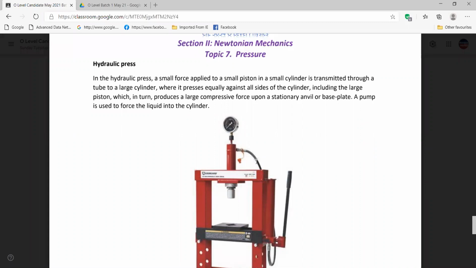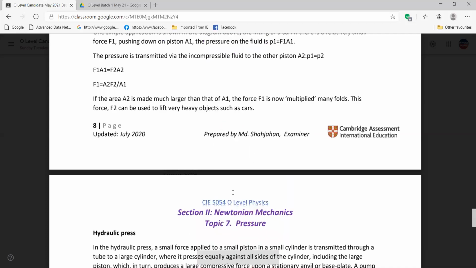From here we are pressing. This is the handle, right? Press, and here we are giving very small force, and this force is amplified here at the end. Because your surface area is bigger, you know, this principle is working here.